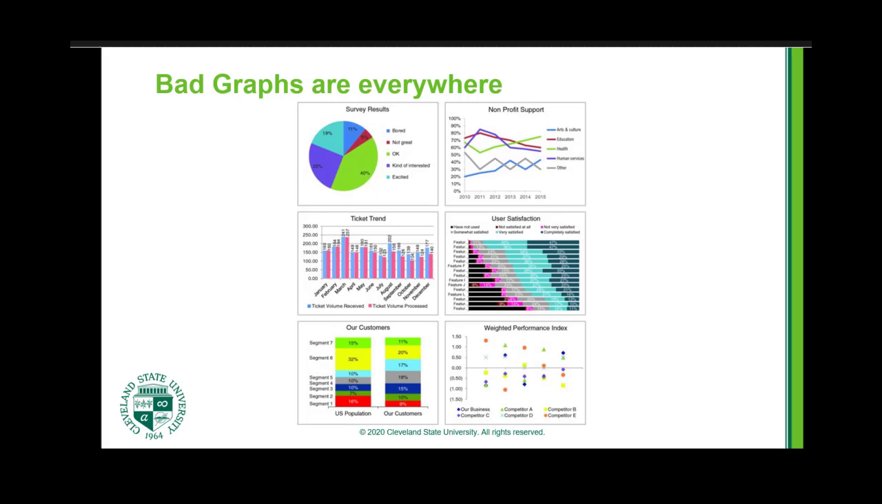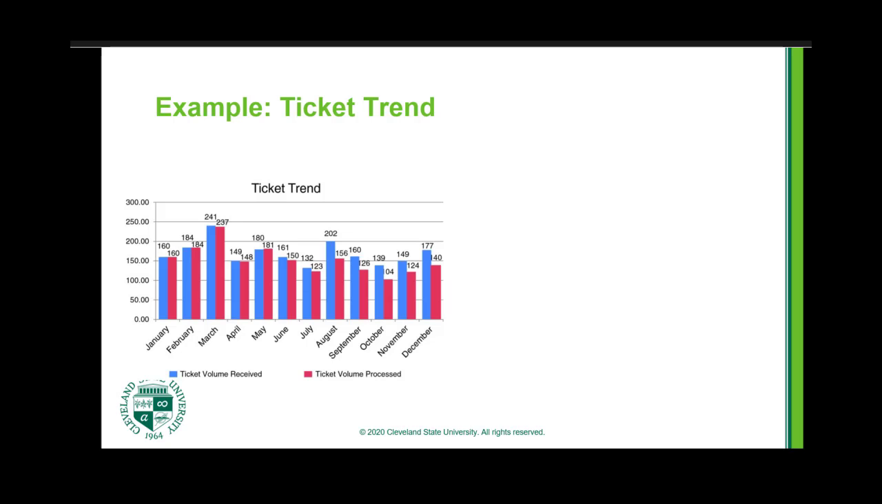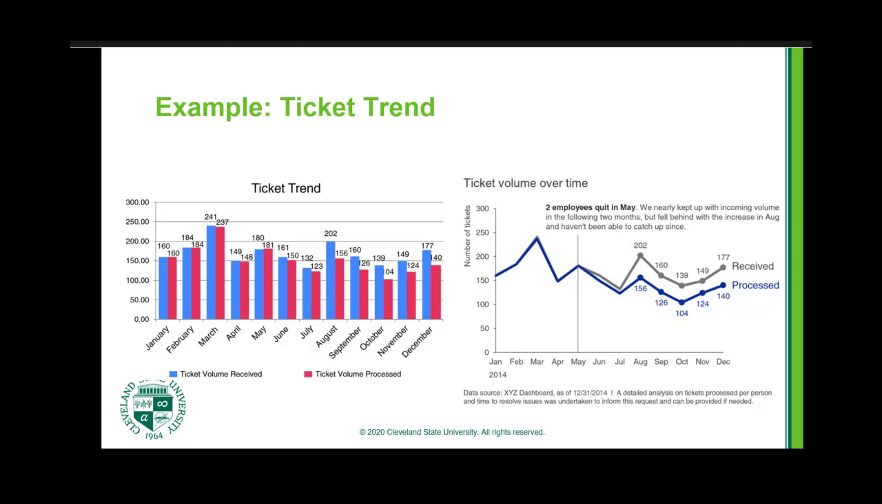So let's look at some examples. This slide shows an example of static selling. Could you tell me what happens in a few seconds based on the chart you have? It's so difficult, right? Let's switch to a line chart with some helpful information. Right now, it's getting better. We can see 2 employees quit in May, and there was an increase in volume in August, and it hasn't been able to catch up since.